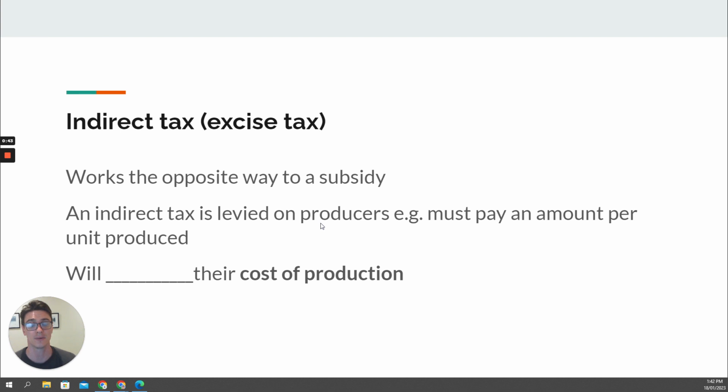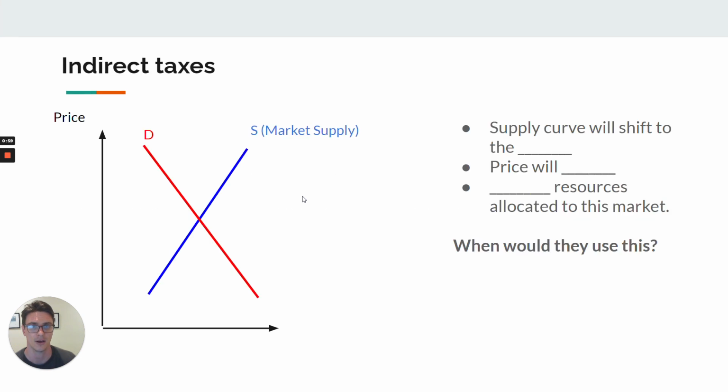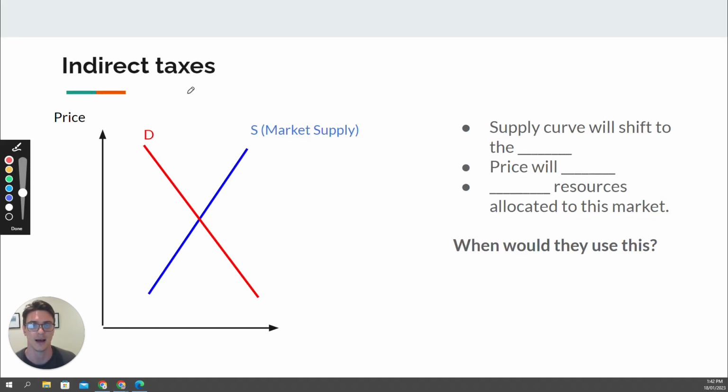And because they're opposite, they are going to increase the cost of production for firms. And this will mean that they will be less willing and able to produce at each price. There'll be a shift in the supply curve to the left because it'll be less profitable for them. So let's have a look on the demand and supply curve. If we've got a market here for, let's call it fuel, a market for fuel, because in Australia we have an excise tax on fuel.